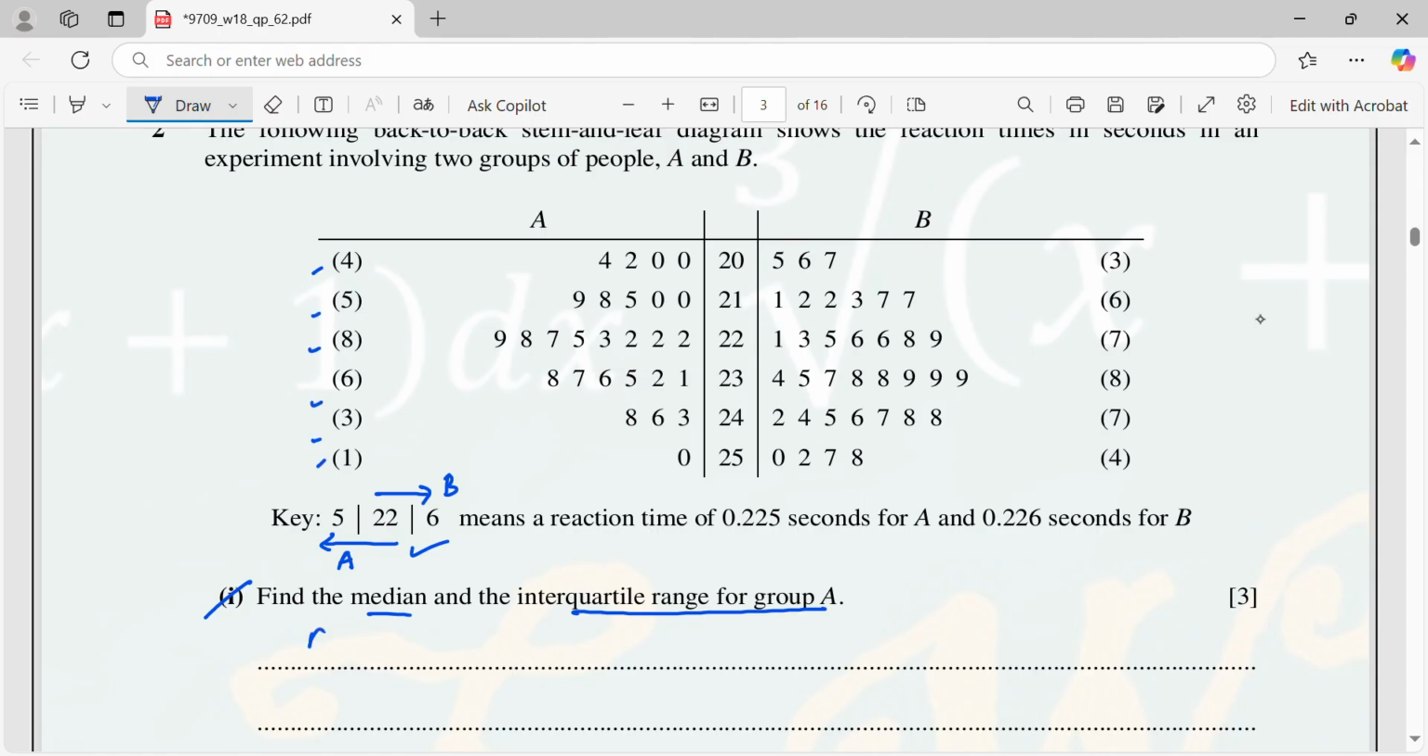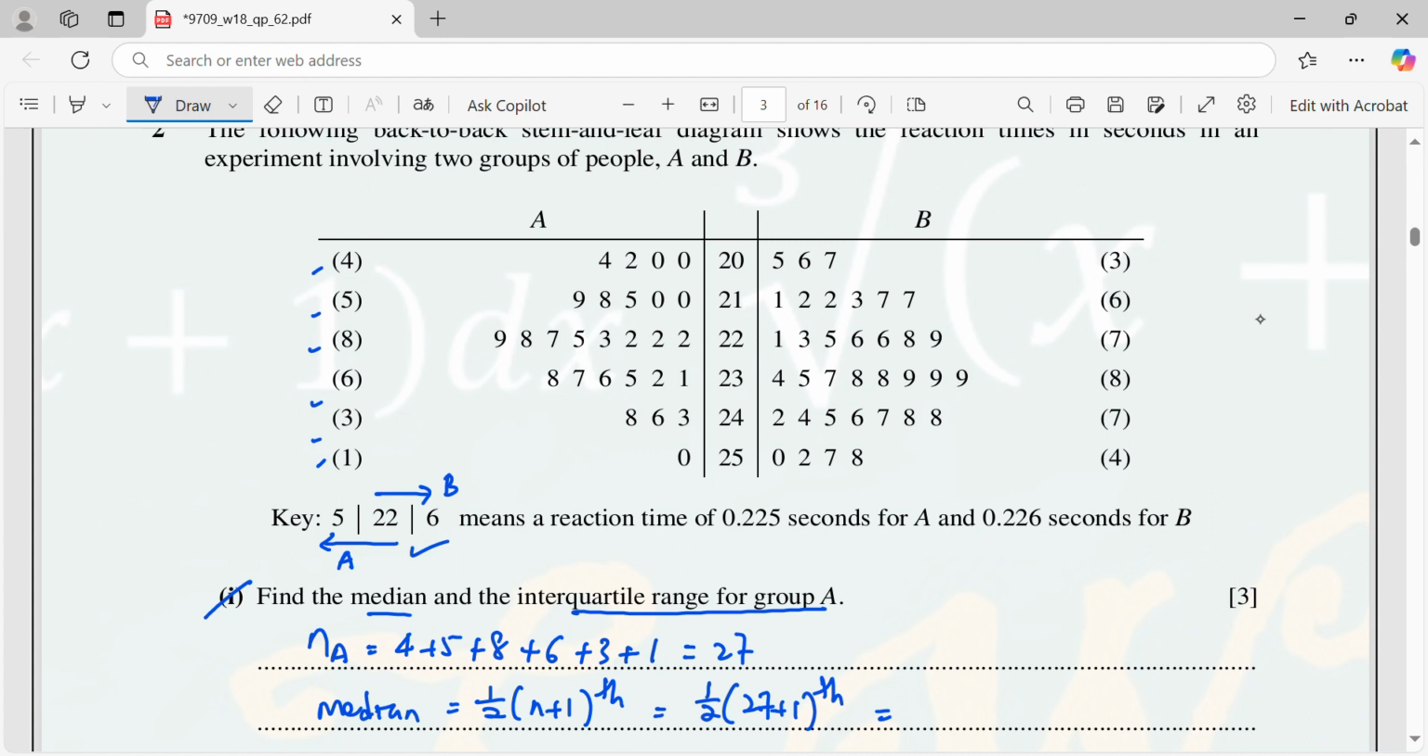So now my n is going to be 4 plus 5 plus 8 plus 6 plus 3 plus 1. Okay, so the total here is 27. But since this is ungrouped data, my median will be half of n plus 1. This is the position of the data. This is going to be half of 27 plus 1, then that is half of 28. That is going to be the 14th.